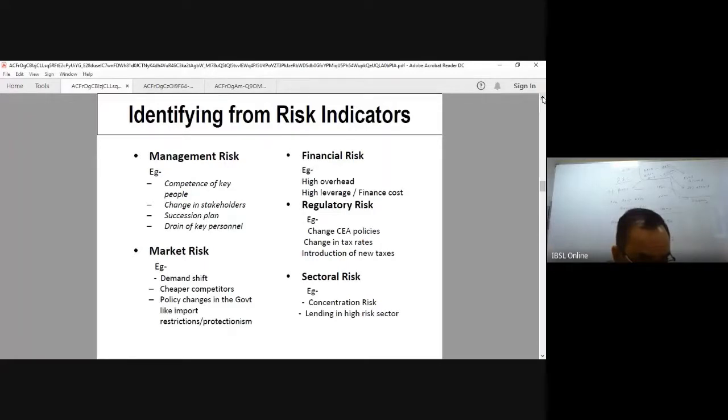Professionally qualified management people run the business because they have experience, and they have a certain amount of professional ethics in running it also, and then they have a reputation in the market, right? So with that, they are trusted to run the businesses, right? So competence, change in stakeholders, succession plan, many a times this fails.